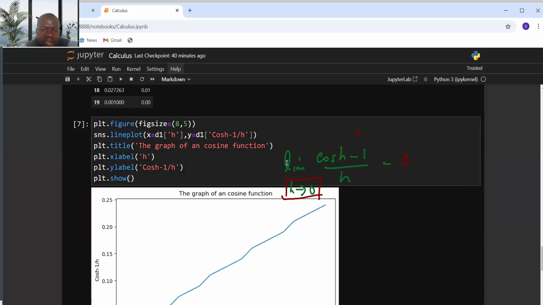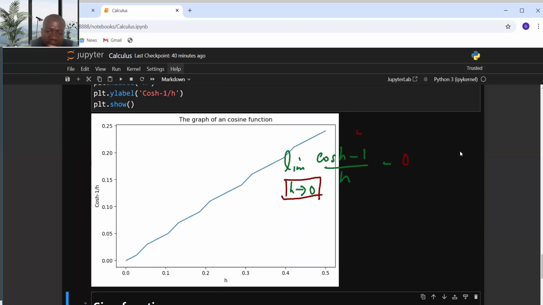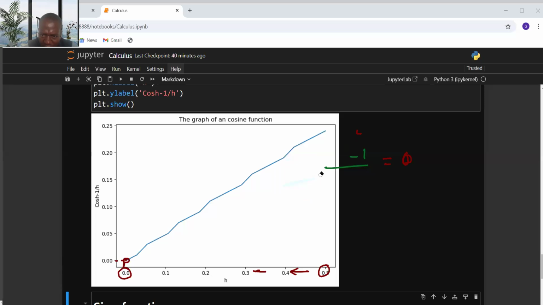Now we can easily see that when h approaches 0, it started with h of 0.5. The closer and closer it comes to 0, the function on its own is actually becoming 0. So that is the limit. It says the limit when h approaches 0 of cos of h minus 1 over h is becoming 0. So that is what we have experimented now. Without wasting time, let's now do the same for sine.